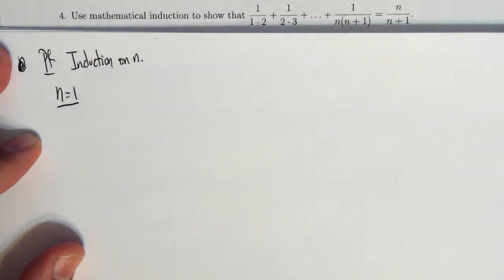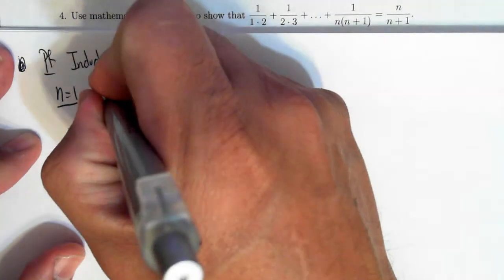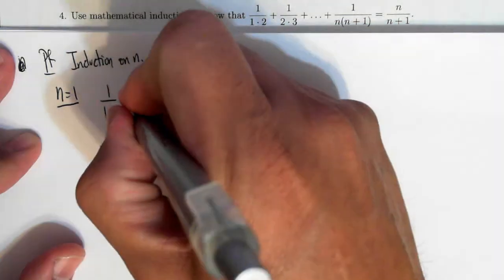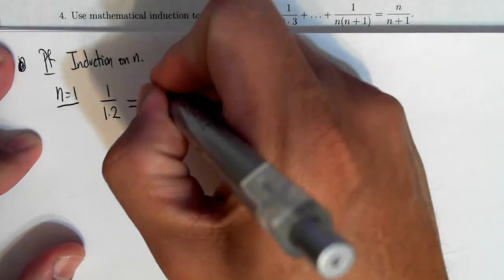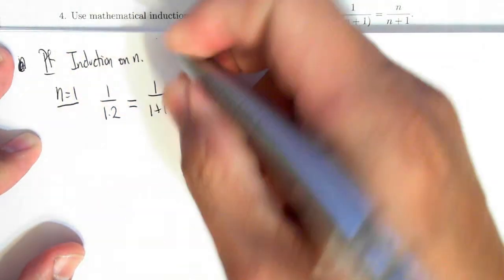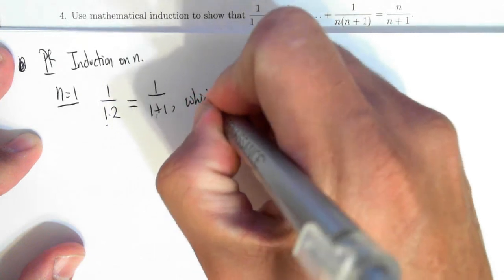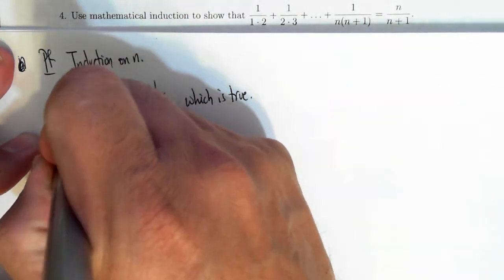Okay, n equals 1 step. So there's my base case, n equals 1. On the left-hand side it's just going to be one term only, and that'll be the first term, 1 over 1 times 2. And on the right side, if I replace n by 1, I'll have 1 over 1 plus 1. And that is true. 1 over 2 equals 1 over 2. So the n equals 1 case checks.